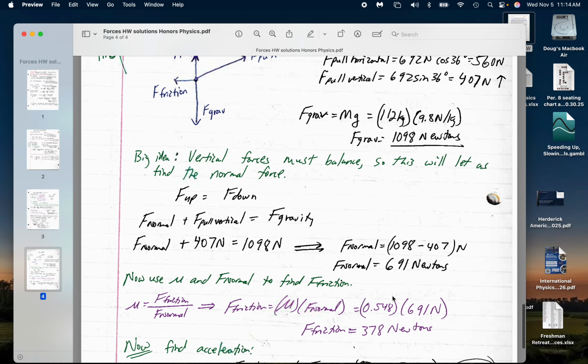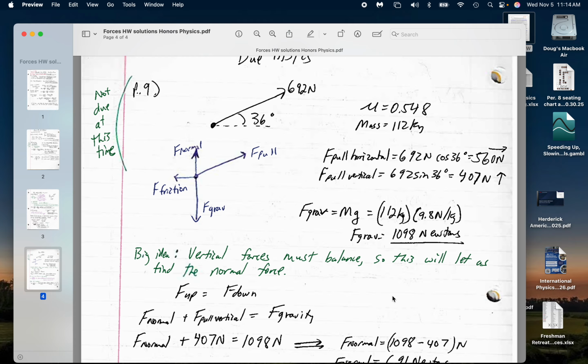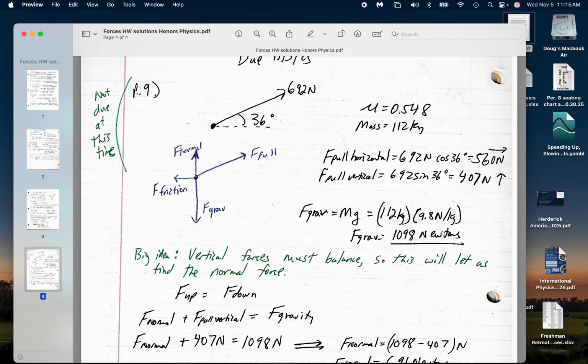Problem 9, I also noted that you did not need to do because it had a coefficient of friction in it. But this is a more complicated case. The upward component, or the normal force, will not be the same as gravity because this is pulling up at an angle. You're being asked here to find the acceleration. If you're pulling with 692 newtons at 36 degrees, you've got a coefficient of friction of 0.548 and a mass of 112 kilograms. Taking this, the horizontal component of force is 560 newtons, the vertical component of force is 407 newtons, and I'm going to take those into account.